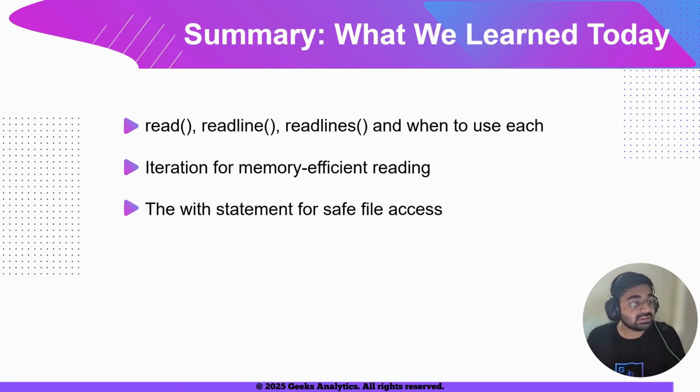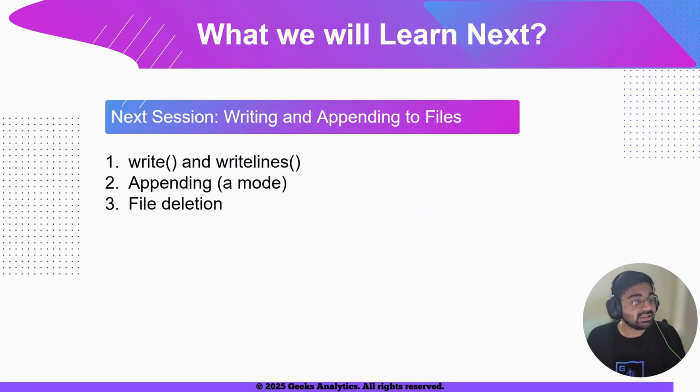So in this session we learned how to use functions like readline and the readlines function. Then we saw a simple for loop iteration for memory efficient reading, and at the end we understood the with statement for safe file access. In the next session, we are going to learn more about writing and appending to files. We'll see the writelines function, then we will check the append mode, and we'll also look at how to handle file deletion when writing the file safely.